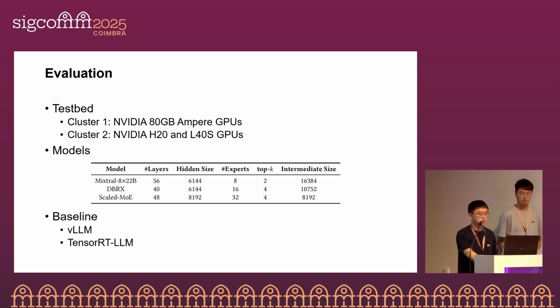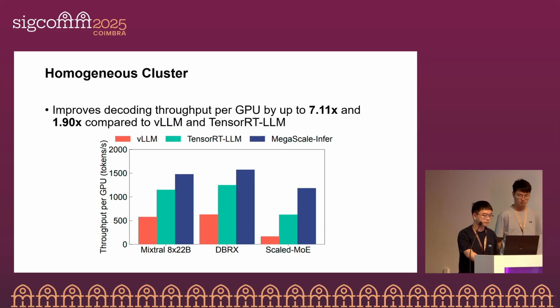We conducted experiments on 2 clusters and 3 models. The first cluster is homogeneous with NVIDIA Ampere GPUs. The second is heterogeneous with both H20 and L40S GPUs. The 3 models share the same structure but differ in the number of parameters and experts. We use vLLM and TensorRT-LLM as our baselines.